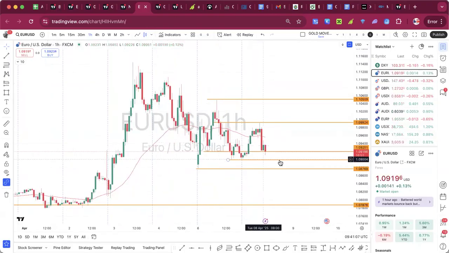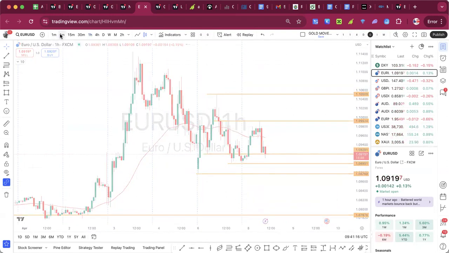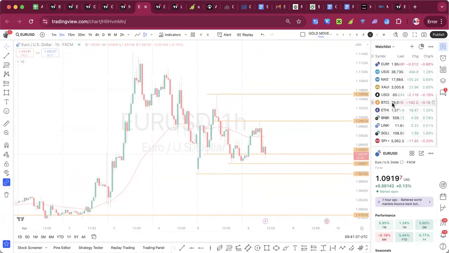Okay, so now let's go, ladies and gentlemen. You can see gold, I told you. So let's go back to 5 minutes. As a day trader, price action is very important for you to understand. I've told you: price action, demand and supply zones, support and resistance, imbalance, and displacement.